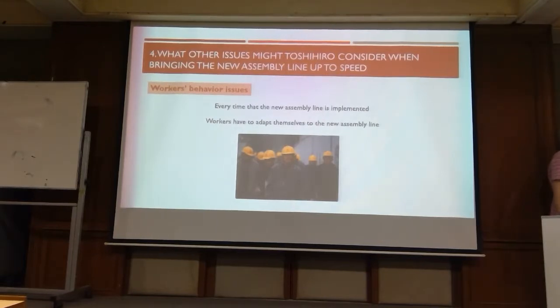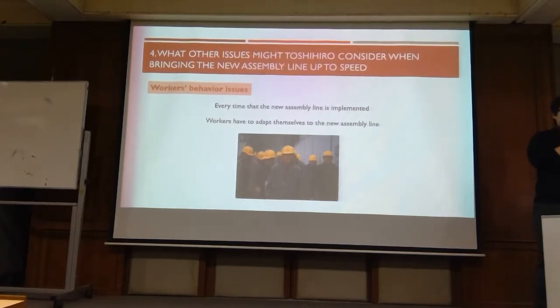Okay, for the last question, what other issue might Toshihiro consider when bringing the new assembly line up to speed? Since from the case we do not have very much information about the limitation of the factory, we don't know what the space is. Is there limited space, or can we change the whole conveyor? So we assume that everything can be changed, including the number of workers as well.